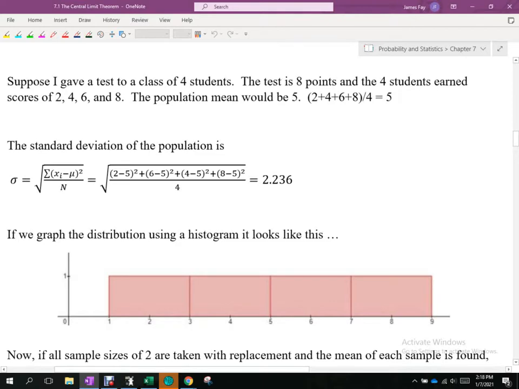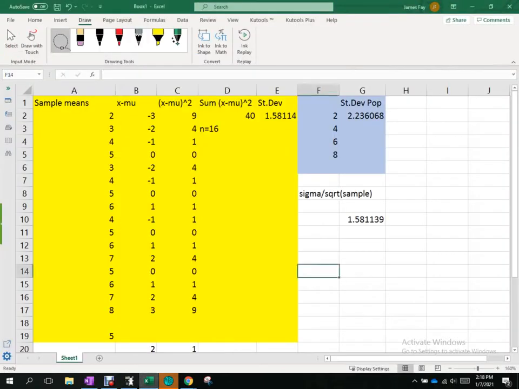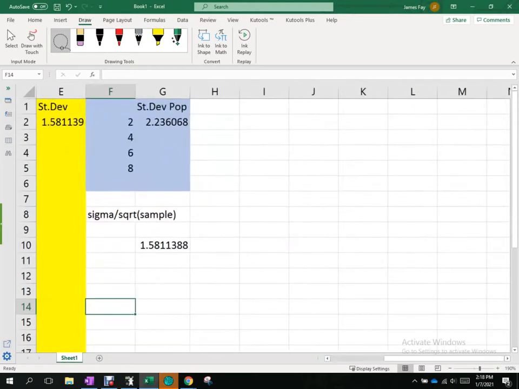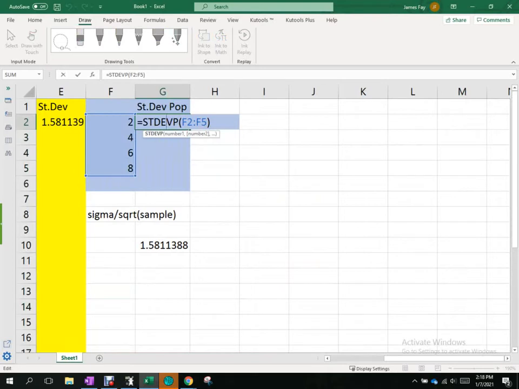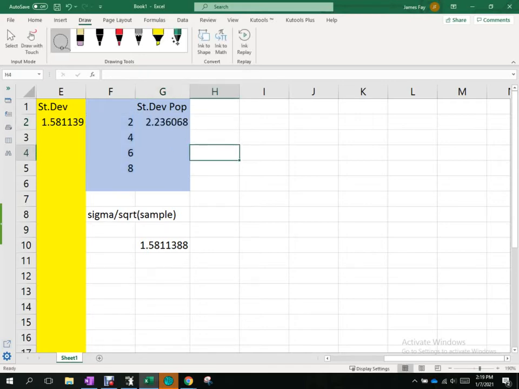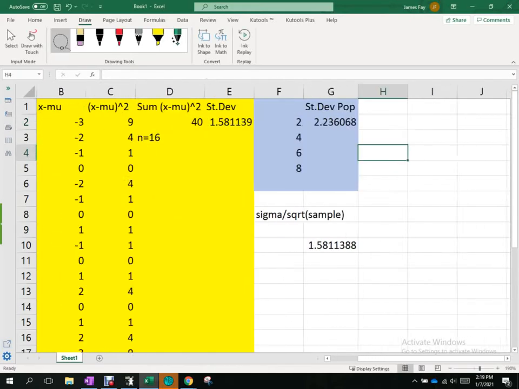And we got 2.236. And we also could have done that in Excel here. All I did is I typed in the scores of 2, 4, 6, 8 here. And then in this box, I just typed in standard deviation of P, which is population, and then just highlighted those 4 boxes, and it does that calculation for us. Okay.